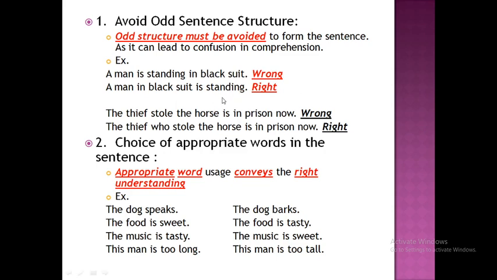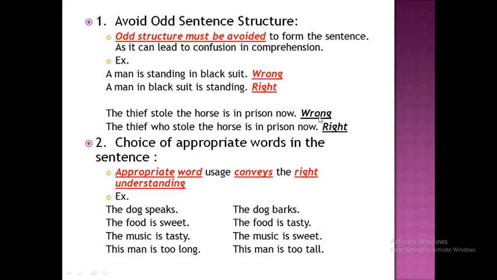Is it clear? The second sentence says: the thief stole the horse in the prison. Now see how unclear it is. The sentence leaves unclear who actually is in prison, the thief or the horse, because this construction can refer to both. The thief stole the horse in prison means either the horse is in prison or the thief is in prison.